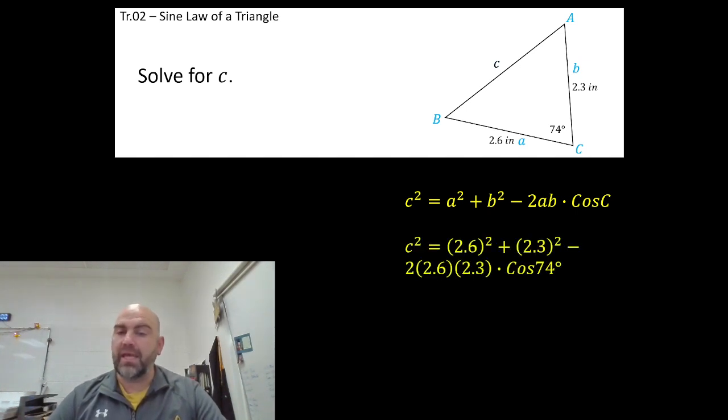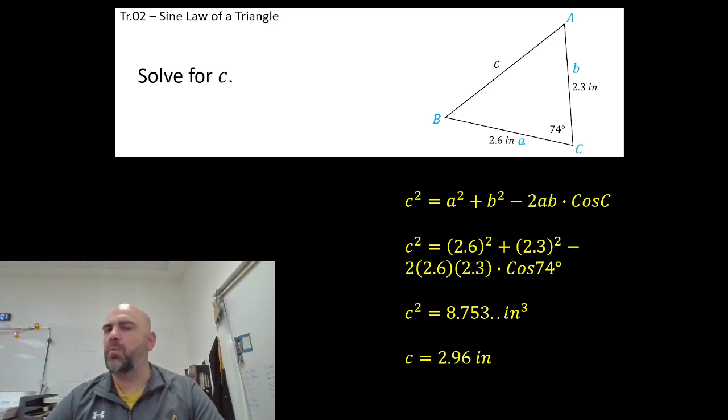Plug the values in, do the calculations, and I get C squared. We know that that is not our final answer. We have to take the square root of both sides, and we're going to get a C value of 2.96 inches. Now you'll notice that value is very close to 2.3 and 2.6. This does look somewhat similar in the way that it looks, and so we're pretty sure that we got the right answer in this case. All right, well done on that example. I hope you're able to get the right answer.